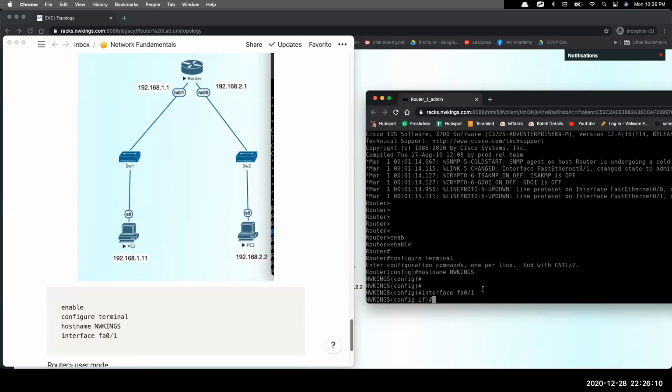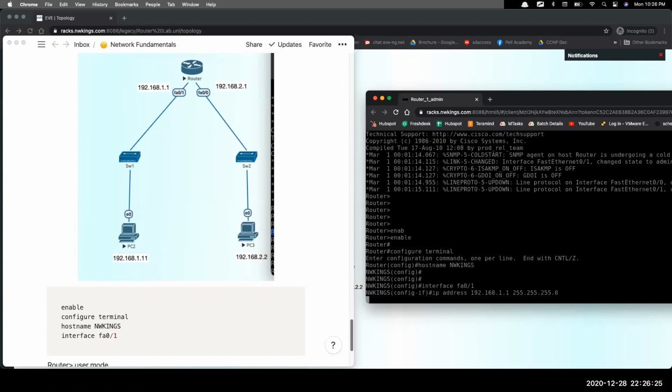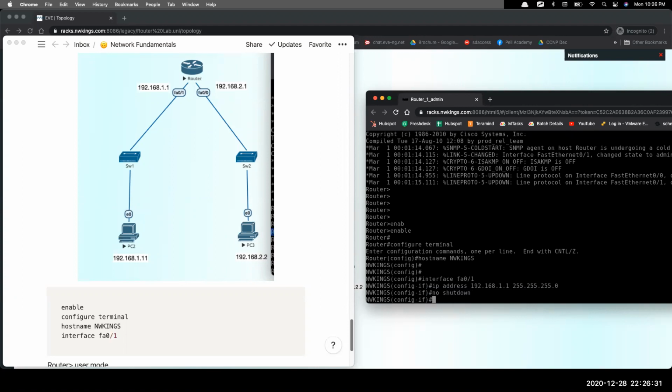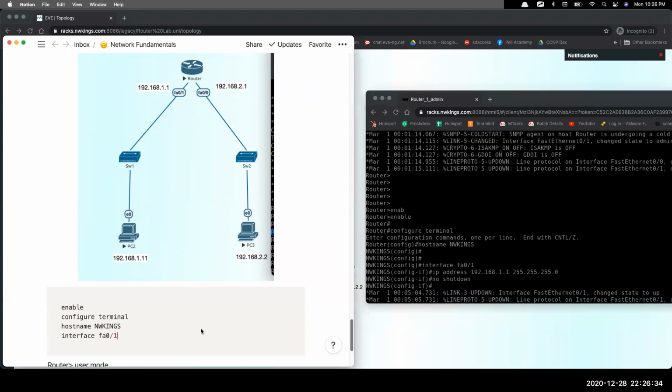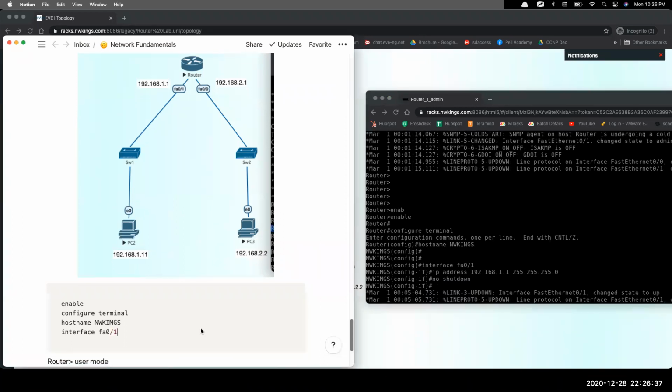Okay. So interface FA0/1, IP address 192.168.1.1 and then the subnet mask. Just check here, guys. I'm giving the IP address and then the subnet mask. Just click enter and you need to give the command no shutdown here. Why are we giving this no shutdown command? So that we enable this port. This is like enable, disable for your port. No shutdown is the command to enable the device port. So IP address 192.168.1.1, 255.255.255.0, no shutdown.